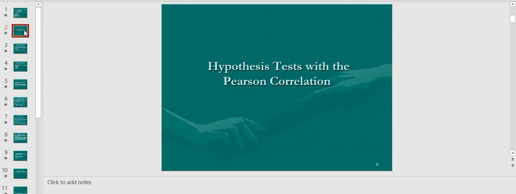Now in today's lecture we will learn about the hypothesis testing with Pearson correlation. Obviously in most of the surveys or the correlational researches we take the sample from the population and get the information from that population, and using the information that we have got from that sample, we make some inferences or conclusions about that population.